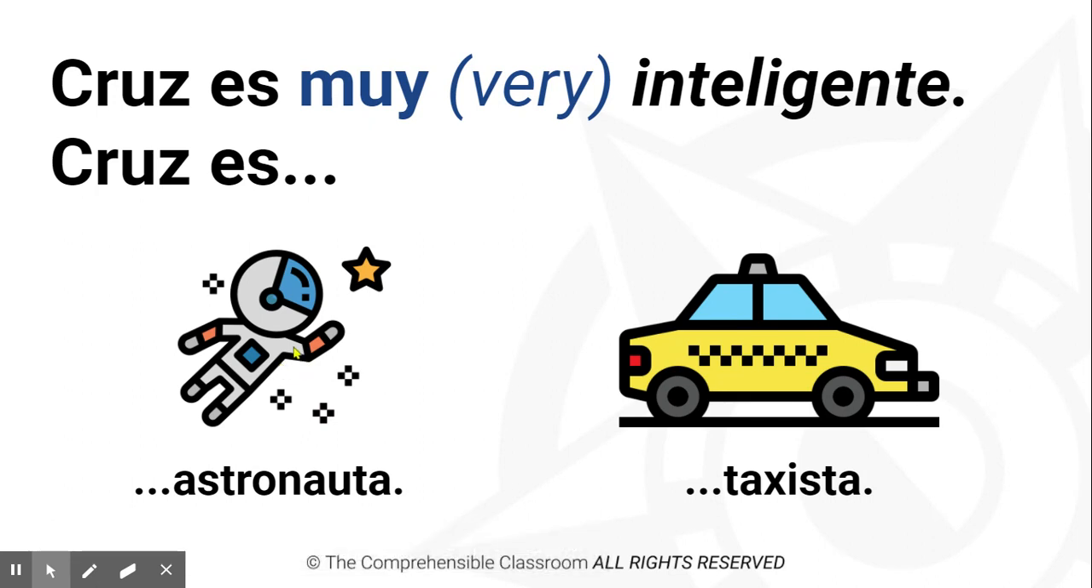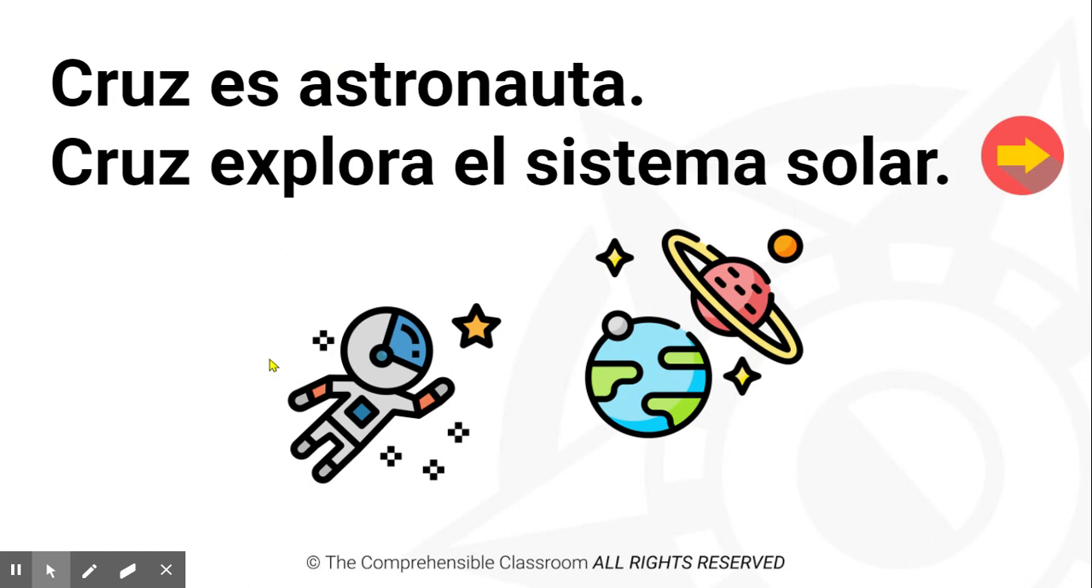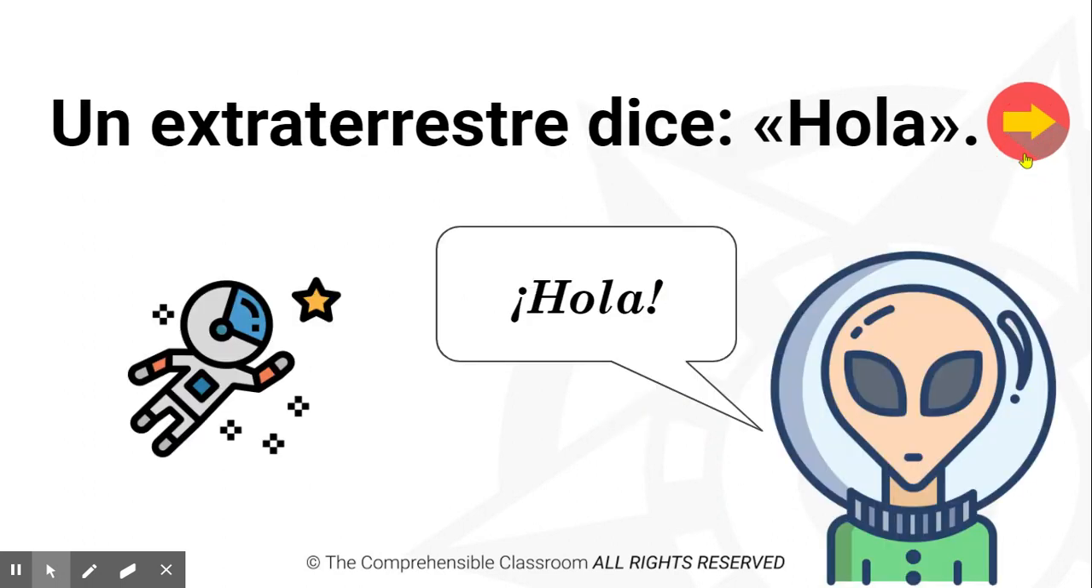Let's say es astronauta. Astronauta. Cruz is an astronaut. So we write that down. Cruz es astronauta. Cruz explora el sistema solar. Now these are just story images. There's not a choice here. It's just an illustration of this. So we have to click the next. When we see the arrow, we just have to click the arrow. That means that neither one of those is a choice, okay? So we're going to click it.